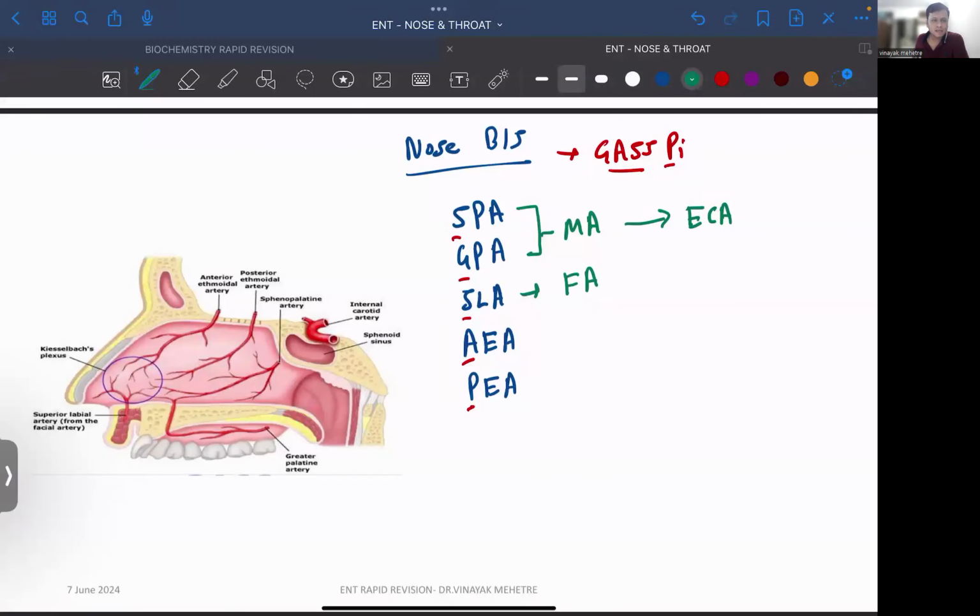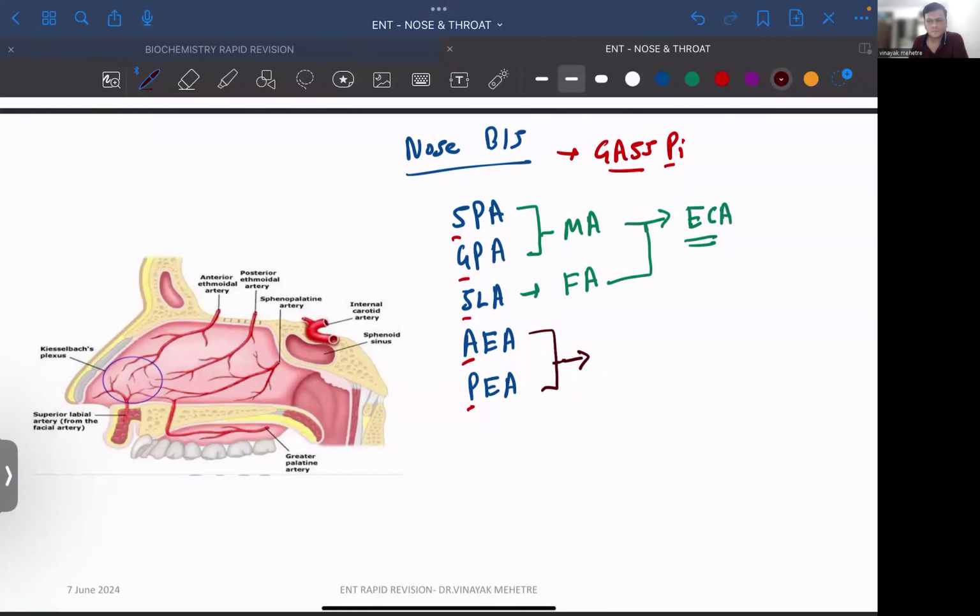But sometimes you will not get facial artery as an option. Even maxillary artery as an option for sphenopalatine artery and greater palatine artery. Okay, they will directly give you this. Okay, they will skip the middle artery part. They will ask you the main artery directly. Okay, anterior ethmoidal artery and posterior ethmoidal artery is the branch of which artery? Of the ENT anatomy. You should know it by now.